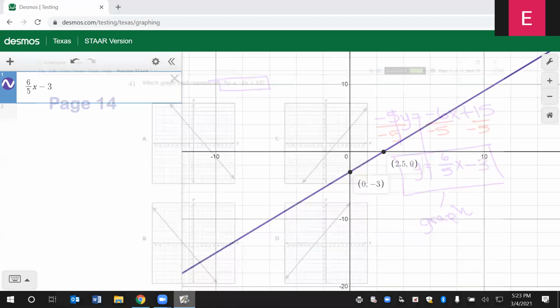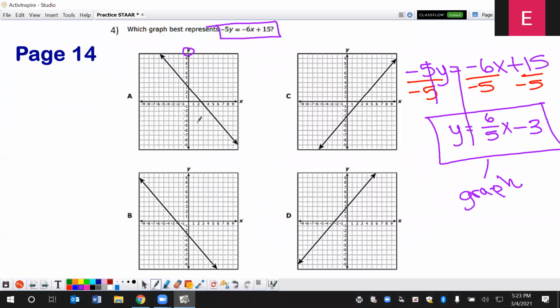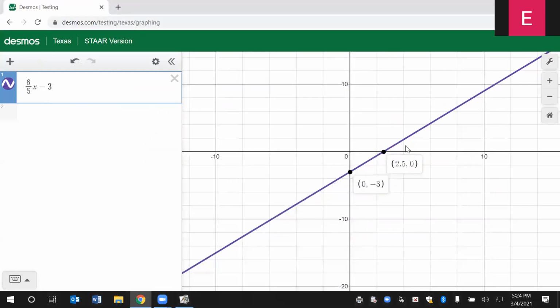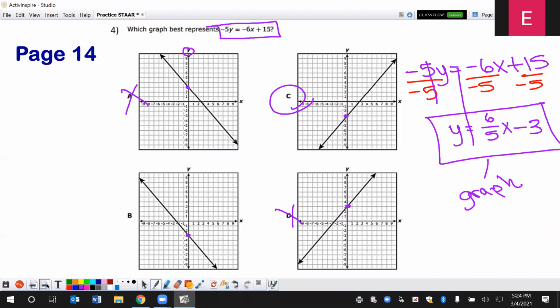Negative 3 on the y. So this is the y. Not negative 3, so not it. This one's negative 3. This one could be. This one's positive 3, so not it. This one's negative 3. So I'm between B and C. And if you look at my graph, it's going up. So then it has to be this one that is going up. C.